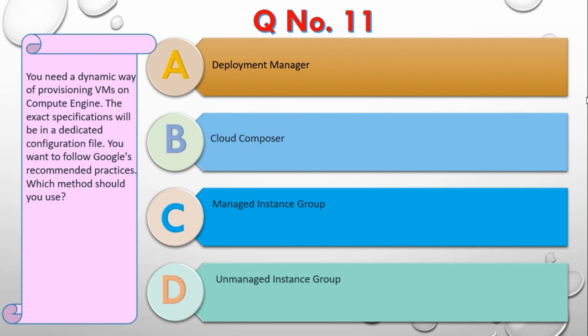Question number 11. You need a dynamic way of provisioning VMs on Compute Engine. The exact specifications will be in a dedicated configuration file. You want to follow Google's recommended practices. Which method should you use? Deployment Manager, Cloud Composer, managed instance group, unmanaged instance group. Deployment Manager is the correct answer.